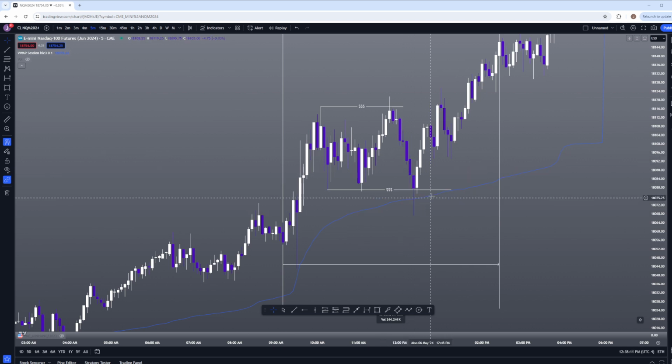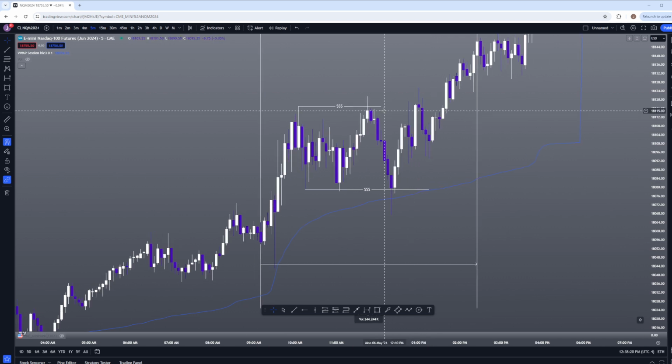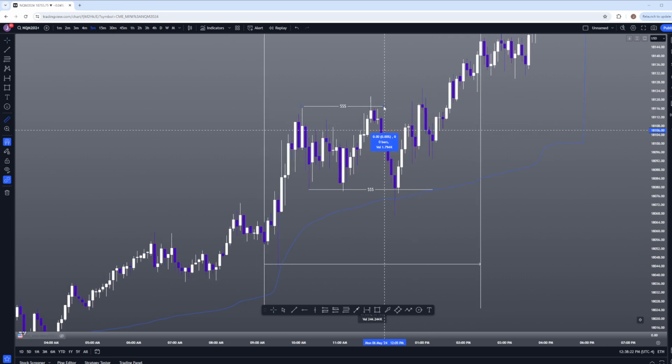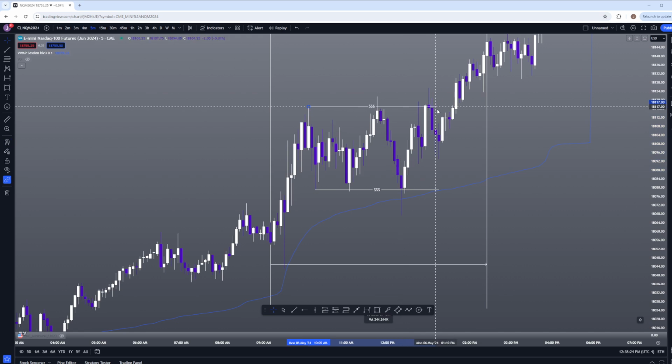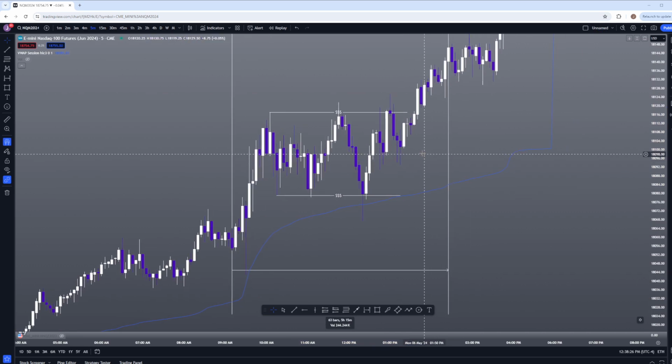So we come back down. Notice how we sweep liquidity and we wick back up. We don't displace, we don't close below the lows. So that's another liquidity grab. Now we're looking for price to come back up to this range again, to the top of the range, right here. Okay, so this is where it gets interesting.